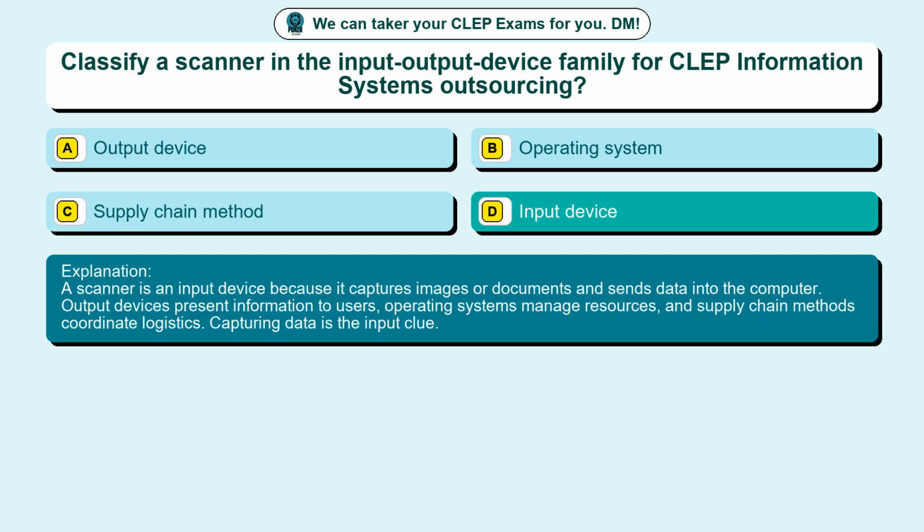A scanner is an input device because it captures images or documents and sends data into the computer. Output devices present information to users, operating systems manage resources, and supply chain methods coordinate logistics. Capturing data is the input clue. Question 55.